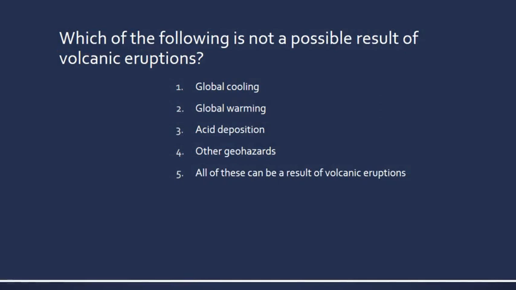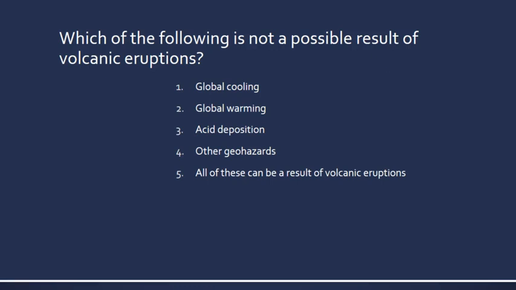Okay, so which of the following is not a possible result of volcanic eruptions? Global cooling, global warming, acid deposition, other geohazards, or all of these can be? Well, it turns out global warming is not a possible result of a volcanic eruption. I will say, though, that global cooling is, and one of the 5 mass extinctions in history, the biggest one, the one at the end of the Permian, was probably caused by massive volcanic eruptions of the Siberian traps, which caused global cooling and massive climate change.